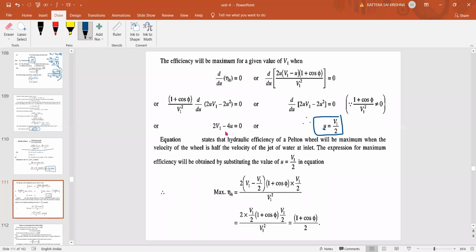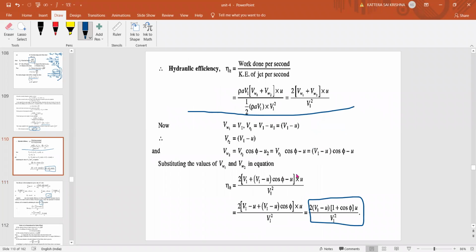So the equation states that the hydraulic efficiency of a Pelton wheel will be maximum when the velocity of the wheel is half the velocity of the jet of water at inlet, right? So at that time we need to take U equal to V1 by 2 in this equation.